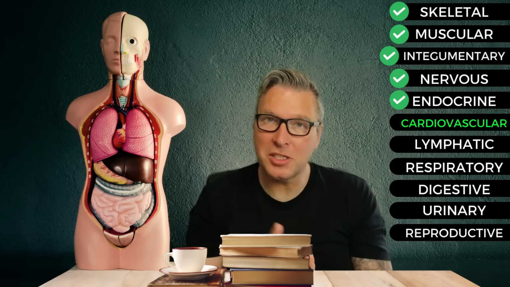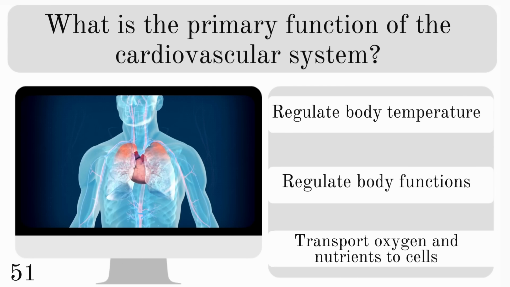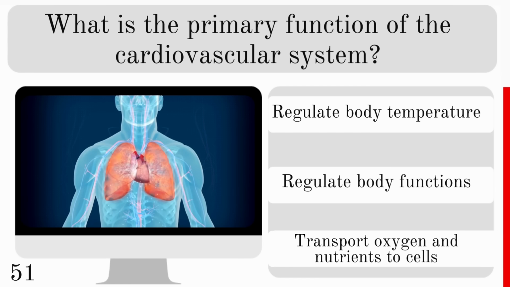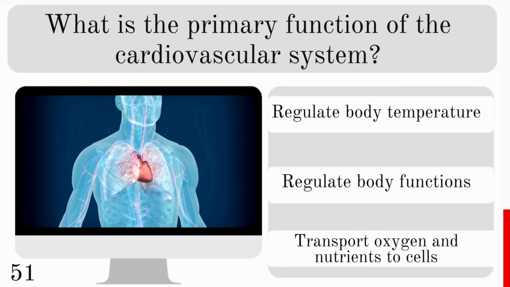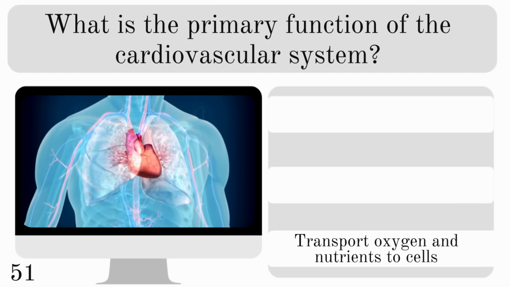Okay, let's move on to the cardiovascular system. What is the primary function of the cardiovascular system? Is it to regulate body temperature, body functions, or to transport oxygen and nutrients to the cells? And it is transport oxygen and nutrients to cells.